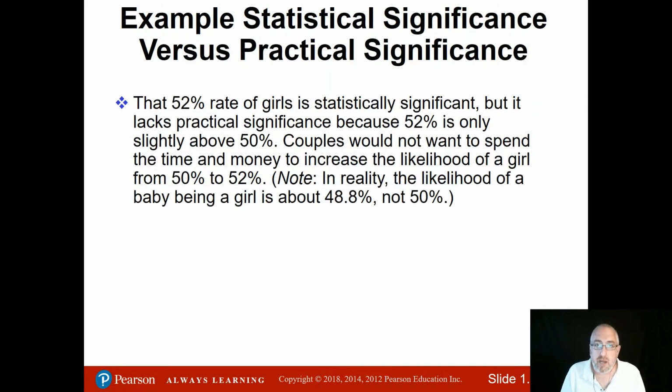That 52% rate of girls is statistically significant, but it lacks practical significance because 52% is only slightly above 50%. Couples would not want to spend the time and money to increase the likelihood of a girl from 50 to 52%. In reality, the likelihood of a baby girl being born is about 48.8%, not 50%. So technically, it is a slightly better chance for boys than for girls. But for statistical purposes, we say 50-50. Okay.